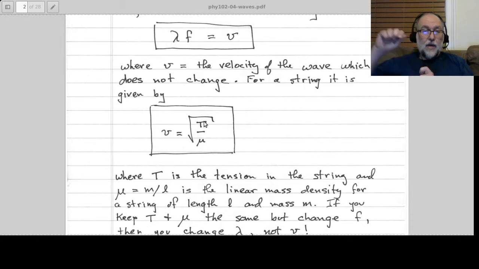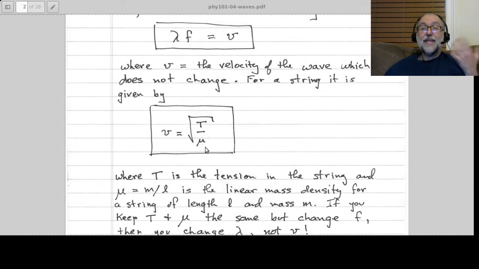And you know, like how a guitar has the key where you can tighten it, increase the tension and decrease the tension. So if you fix the tension in that string, for a given tension you've got a given velocity. And the other thing it depends on is mu.